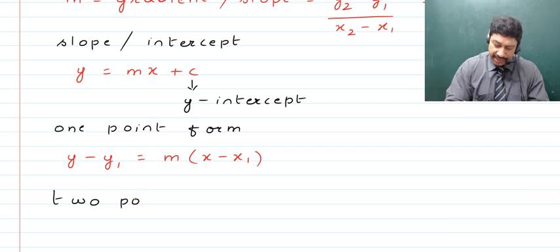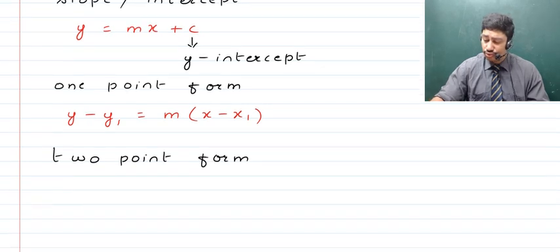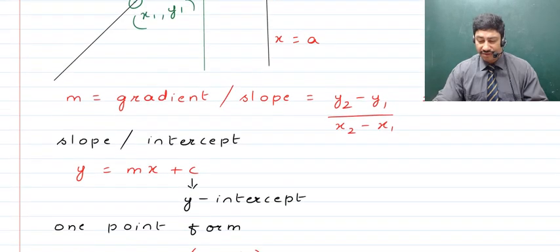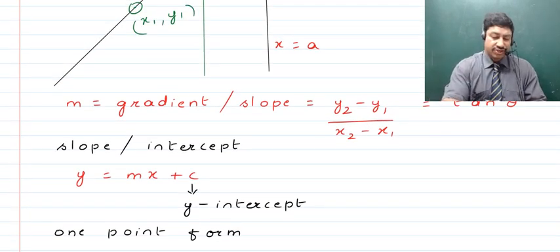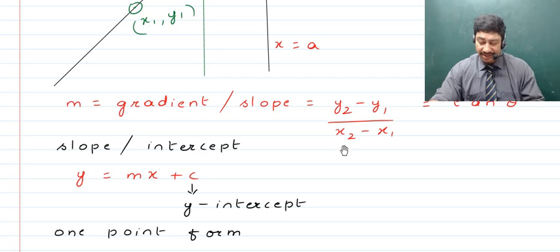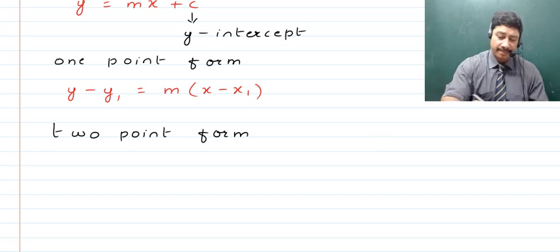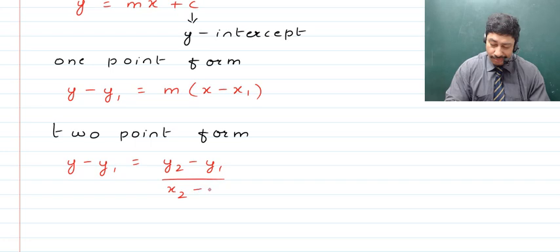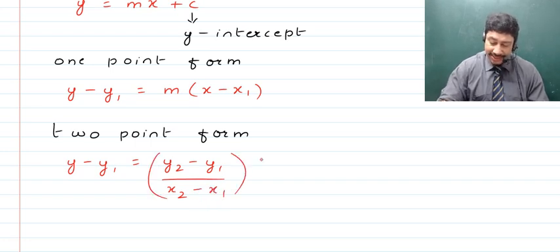The 2 point form is pretty close to the 1 point form. The only thing is we do not even have the slope. And as we know, we can find the slope, or the value of m, by finding the ratio of the difference in the ordinates to the difference of the abscissa. So this is what we apply here. As such, the equation of the line will be given by y minus y1 is equal to y2 minus y1 divided by x2 minus x1, multiplied with x minus x1, right?